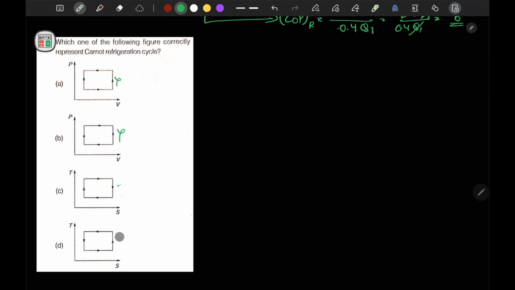Now if we want to see which one is correct, the Carnot refrigeration cycle is our heat absorbing cycle. So using the right hand thumb rule we can say that this is our refrigeration cycle. So option D is correct. And the other one is our Carnot heat engine. Carnot heat engine, Carnot refrigeration. So moving to the next question.